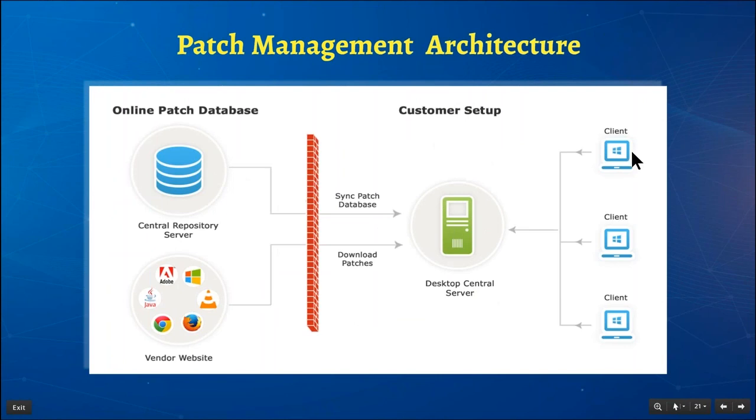So here comes the important part, patch management architecture. When a patch is released, it will be available on the vendor website. Our patch crawler team repeatedly probes the internet to draw the vulnerability patch information from the vendor site. And this process will happen on a daily basis.